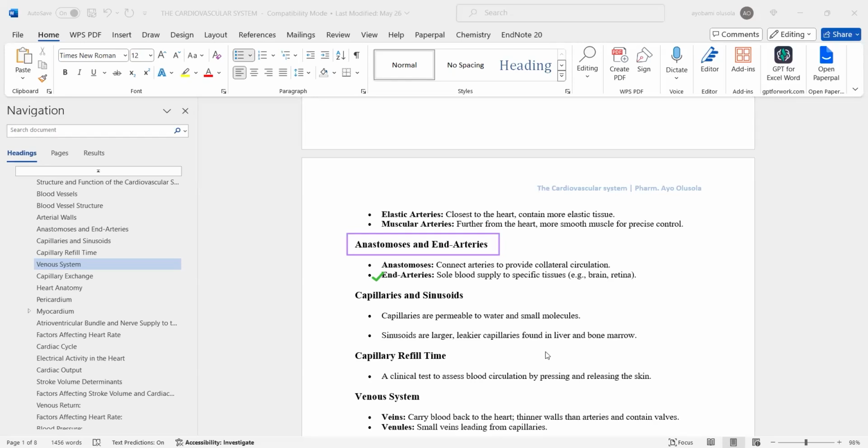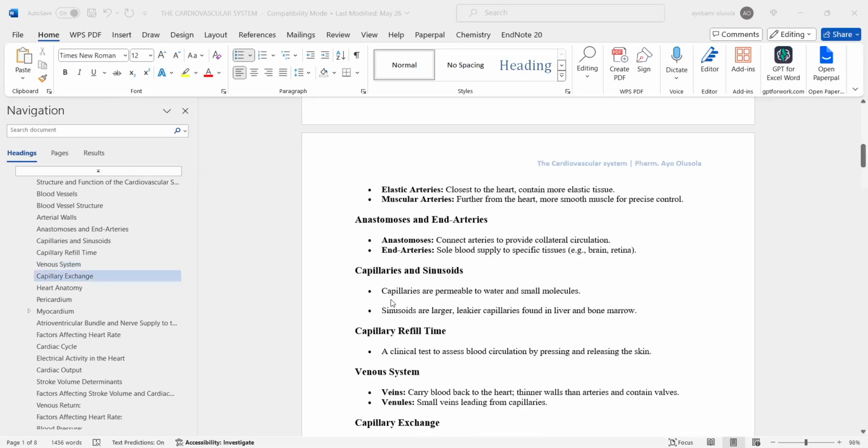But for anastomosis, there are other collateral circulations, meaning that it is not just one artery. The arteries are connected like branches. So if anything happens to the main artery, the collateral arteries will be there to supply that organ. So that's what this means. This one, just know the explanation. They usually don't ask.